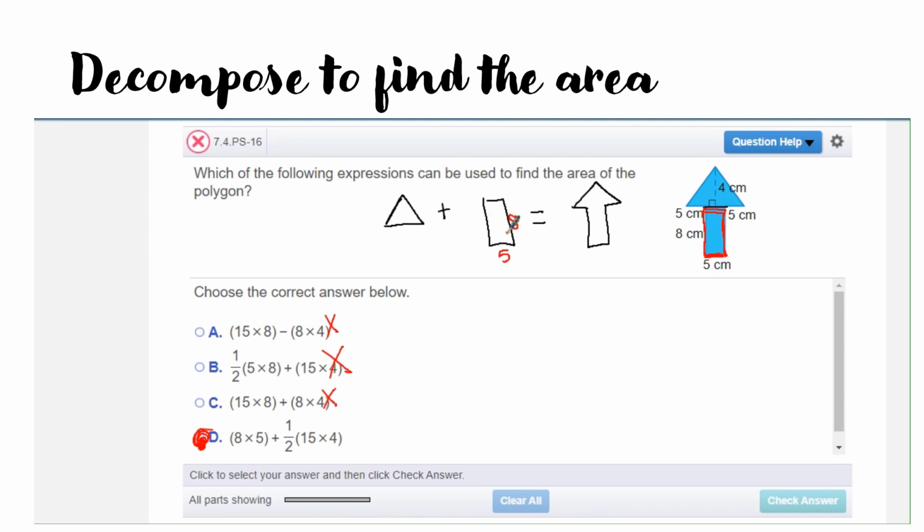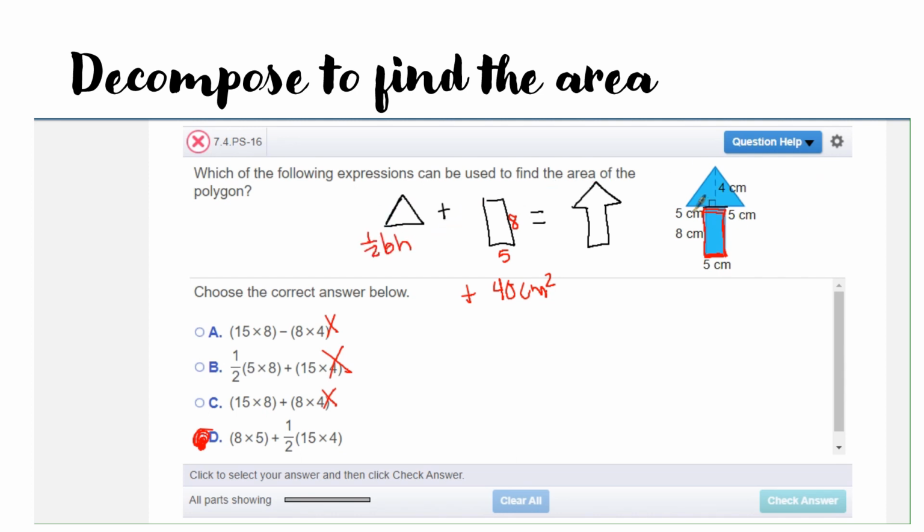So I know if I have 8 squares 5 times, this is going to be an area of 40. It's a rectangle, base times height. The area is 40 centimeters squared. Now what about my triangle? I know the formula for a triangle is 1/2 times the base times the height.